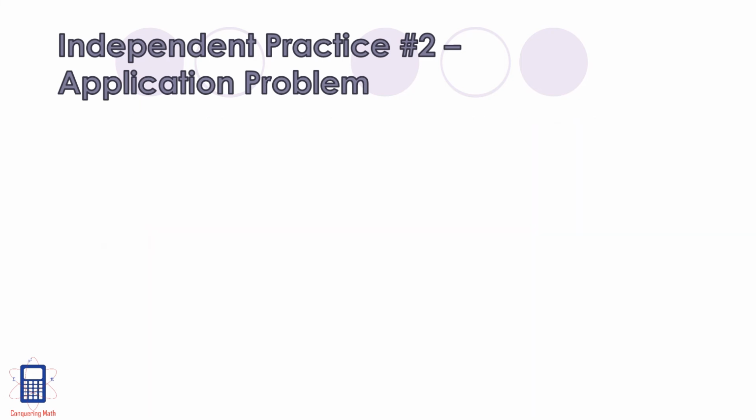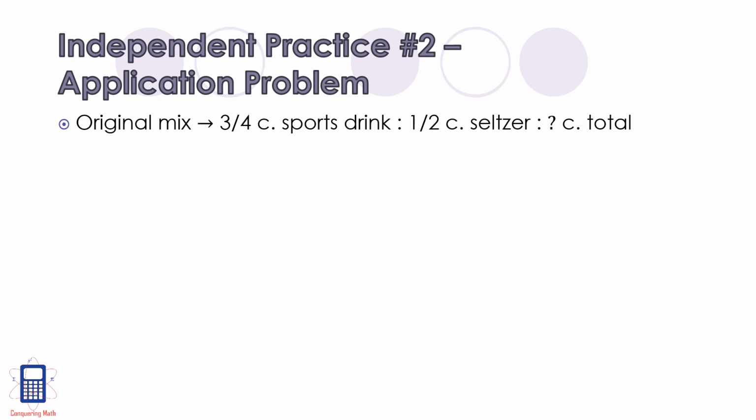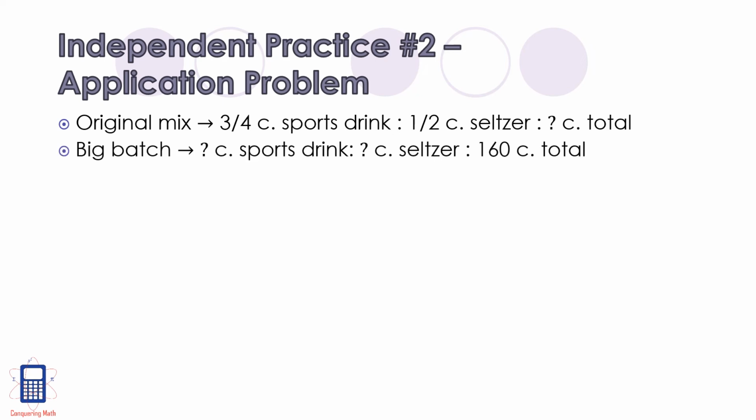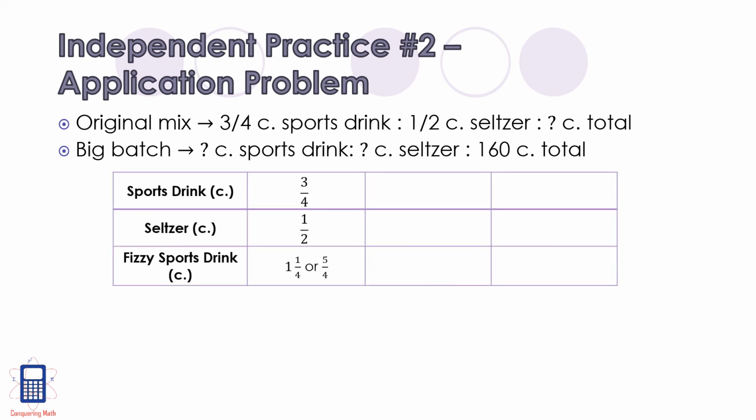Okay, let's break this down again. So Adam used 3/4 cup of sports drink and half a cup of seltzer, and we need to find the total number of cups in the original mixture. Then we can use that to find how much sports drink and seltzer he needs to make his big batch of 160 total cups. So we'll set up the ratio table, and we have 3/4 cup of sports drink plus half a cup of seltzer, and when you add those together, you get 1¼ cups of the fizzy sports drink, and we'll use the improper fraction 5/4 cup to help us with the multiplication.